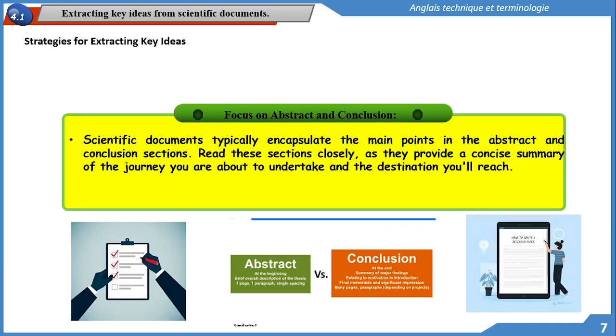Focus on abstract and conclusion. Consider the abstract and conclusion as key stops during your journey through the scientific paper. Just as you would pay attention to important landmarks, read these sections closely. They encapsulate the main points and help you understand the essence of the paper quickly. It's akin to stopping at significant landmarks that provide a clear overview of your entire journey.